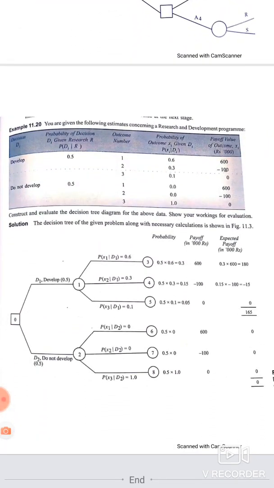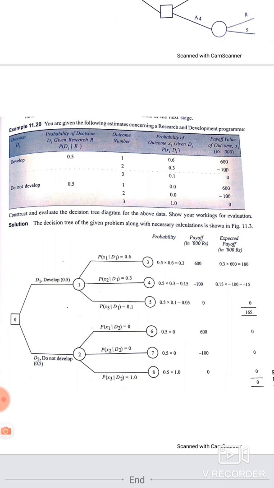So here is an illustration where you are given the following estimates concerning a research and development program. The decision you have to take is whether to develop or not develop the research and development program. The probability of the decision is 0.5 for both developing and not developing the program, and there are three outcomes associated with each of the decisions. The probabilities of outcomes are given as 0.6, 0.3, 0.1, and 0.0, 0.0 and 1.0, and the payoff value of each outcome is also given. What you have to do is construct a decision tree from the above data.